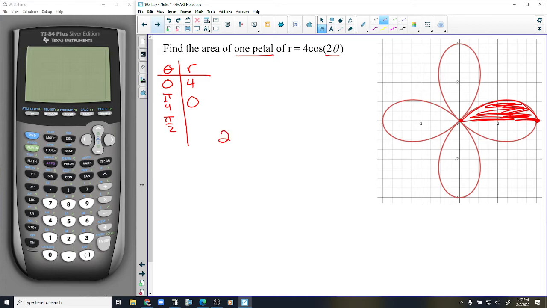I would take 2 times a 1/2 integral from 0 to pi over 4 of 16 cosine squared of 2 theta d theta.